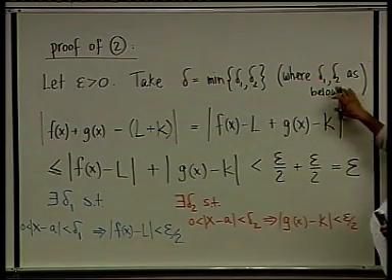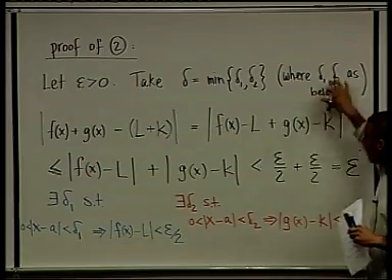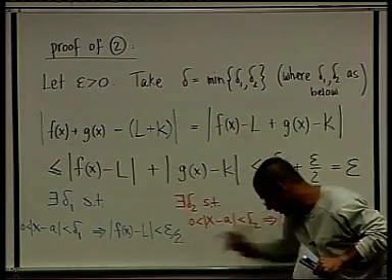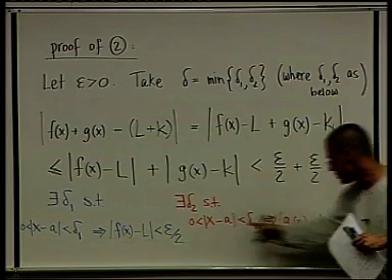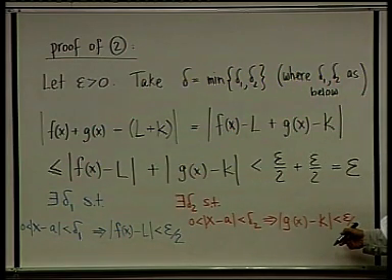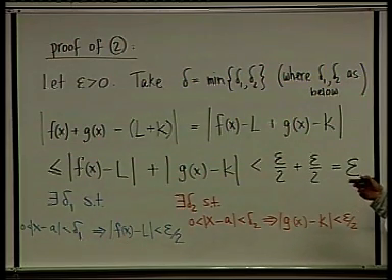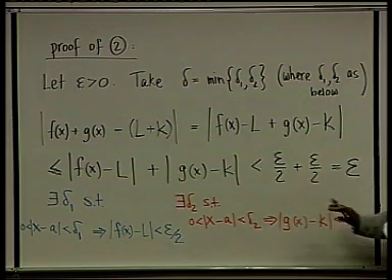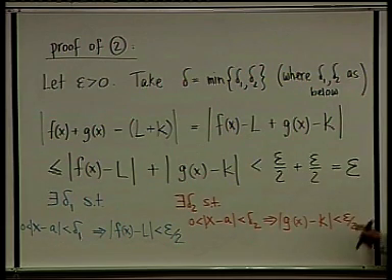This is not good English, but what I mean is that delta 1 is precisely the delta 1 that satisfies this. Delta 2 is precisely the delta 2 that satisfies this. Okay? Just those delta 1 and delta 2 that satisfy that this difference is less than epsilon over 2. Yeah.